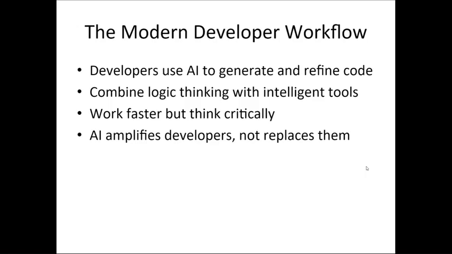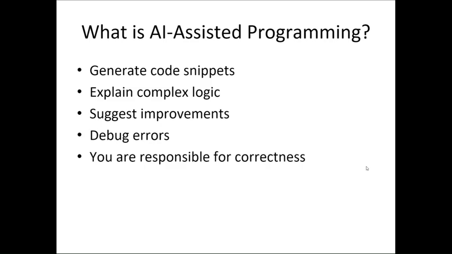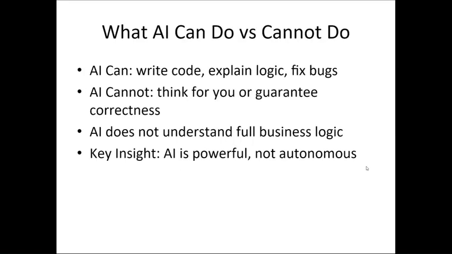So what is AI assisted programming? It's where you use AI to generate code snippets, explain complex logic, suggest improvements, and debug errors, but you are the one responsible for the correctness of the program. Now, what AI can do versus what it cannot do. AI can write code, explain logic, and fix bugs, but AI cannot think for you or guarantee correctness. AI does not understand full business logic. You've got to tell AI what it's going to do.